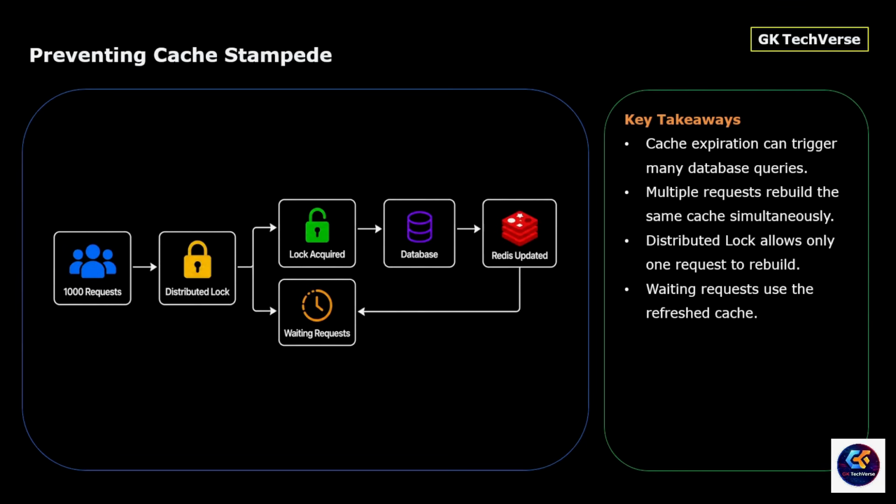Notice what happened. The problem is not Redis. The problem is that every request tries to rebuild the same cache. So instead of reducing database traffic, Redis accidentally causes a database spike.